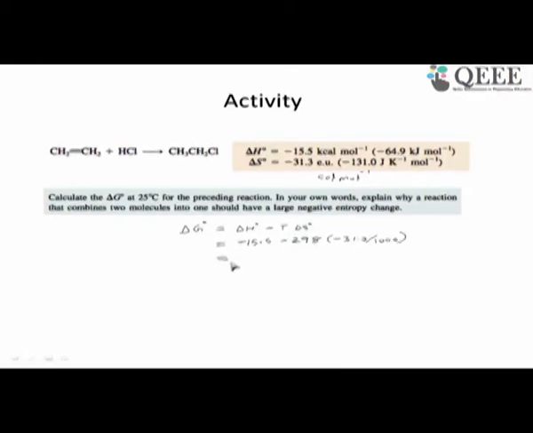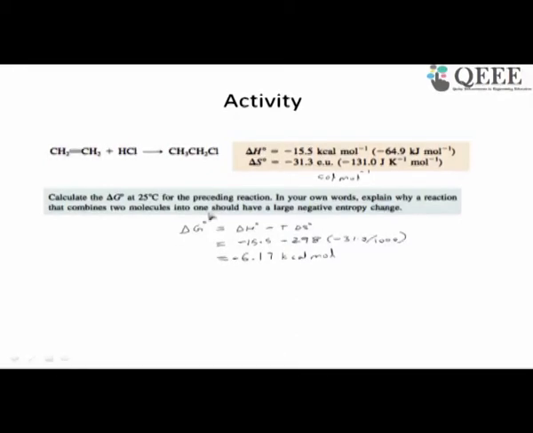So if you do a quick calculation, you will find that the value is coming around minus 6.17 kilocalories per mole, which is a negative value. So the negative value here means that this reaction is favorable at room temperature.